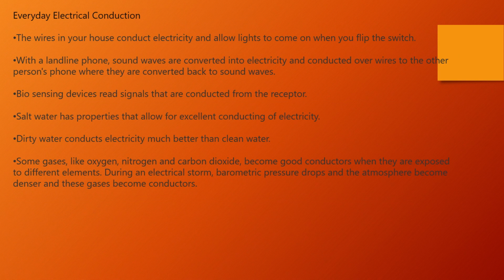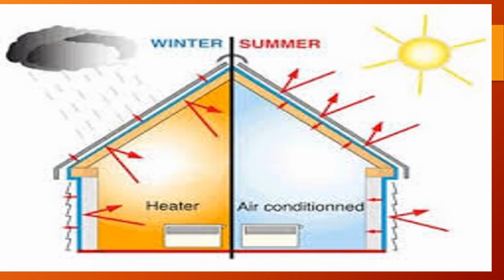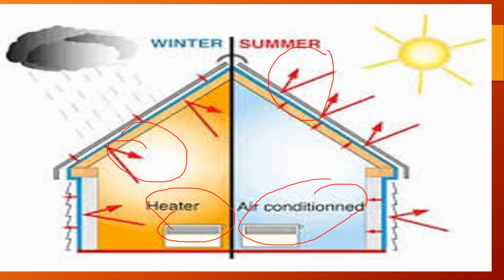And this slide is about electrical conduction, how electricity is conducted through wire and metals. Now observe this picture carefully. What do you see here? See the direction of the arrows. Here it is a heater, and here it is an air conditioner. What is the difference? What is happening here?